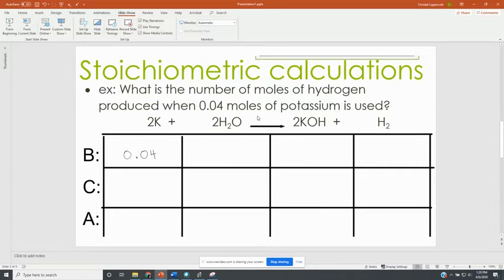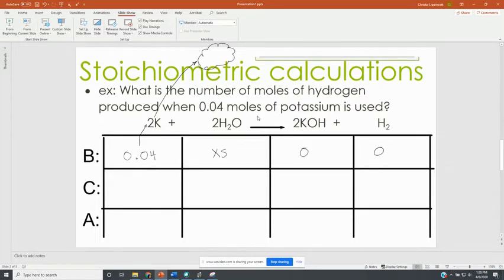Since they didn't tell us how much of this one, we're going to assume that we have an excess amount. And this is at the beginning, or before our reaction has happened, so we don't have any products yet. Okay? So if we take this up into our cloud, remember when we go up into the cloud, we divide. So I'm going to have to draw my cloud up here because I didn't leave myself quite enough room. So 0.04 divided by 2 would be 0.02.